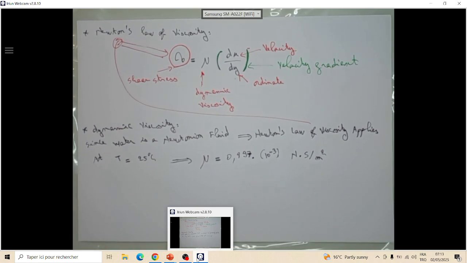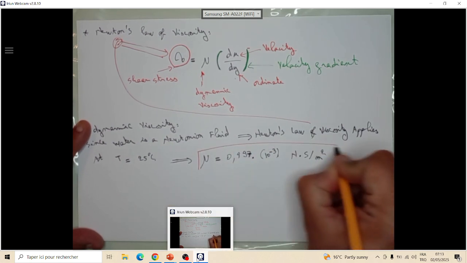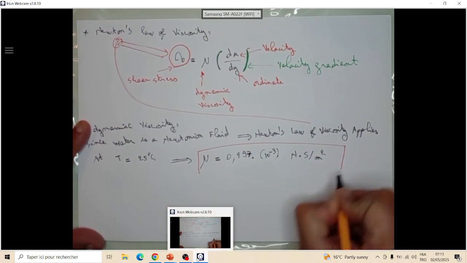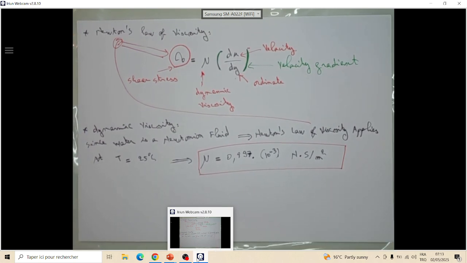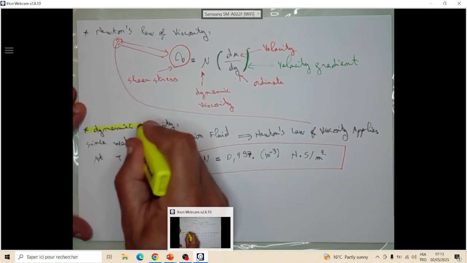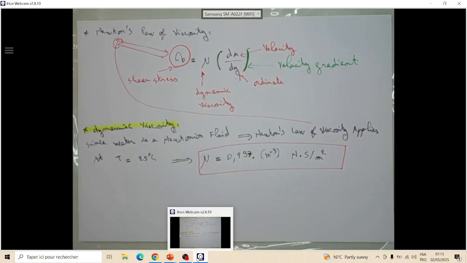This is very important, so let's frame this value of the dynamic viscosity. This is the dynamic viscosity, the value that we have seen. I will highlight it.